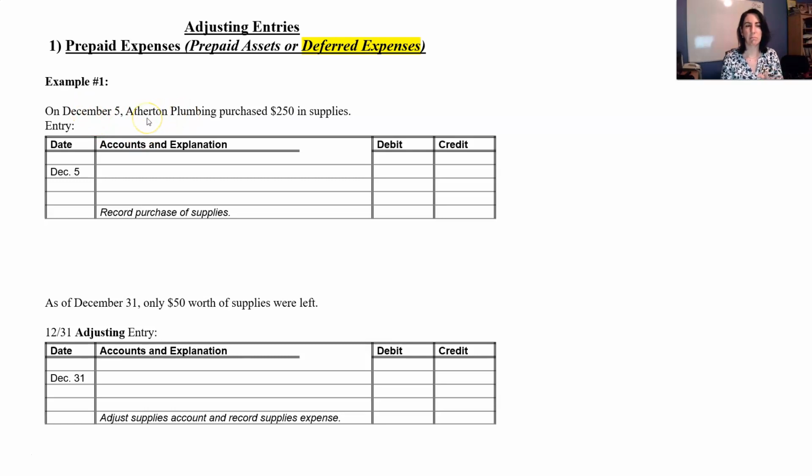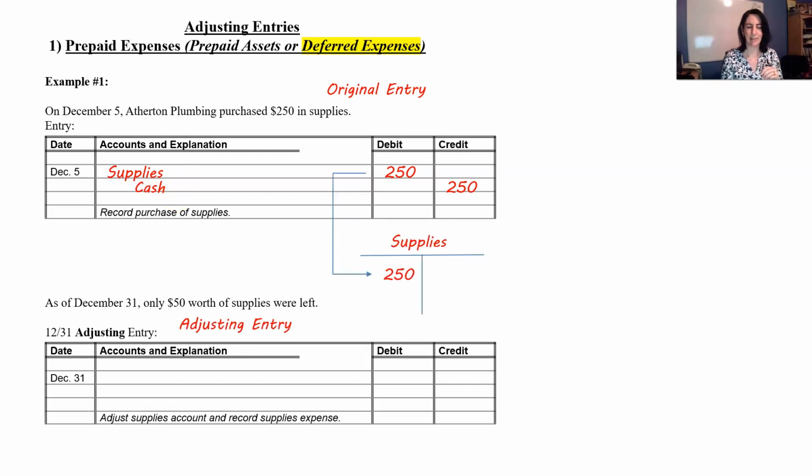Okay, let me get to the actual example here. December 5th, before year end, Atherton Plumbing purchased $250 in supplies, right? So the original entry would have been a debit to supplies because you get supplies, you increase the asset account of the supplies, and a credit to cash because your cash goes down. Okay, so let's put that into a T account because we like to see things like that. You get a debit to supplies, $250.